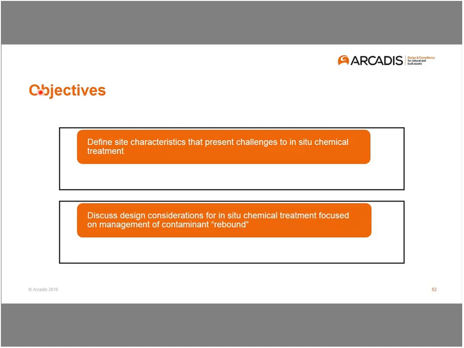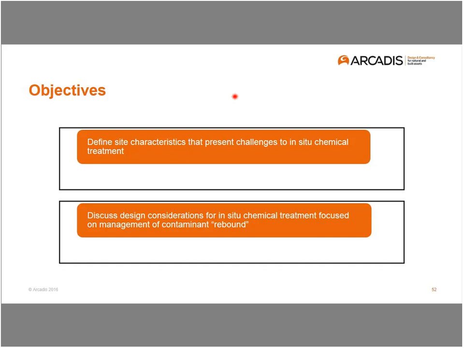So to get started, the two objectives I would like to cover in this segment of the webinar are, first, to define the site characteristics that present challenges to chemical treatment. A lot of it is what Rick was talking about. We're going to make it more specific to chemical treatment. And then discuss some of the design considerations to focus on managing that contaminant rebound or understanding it.